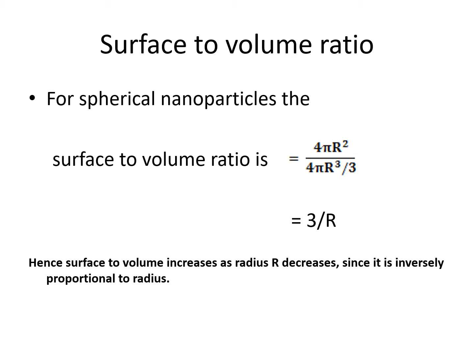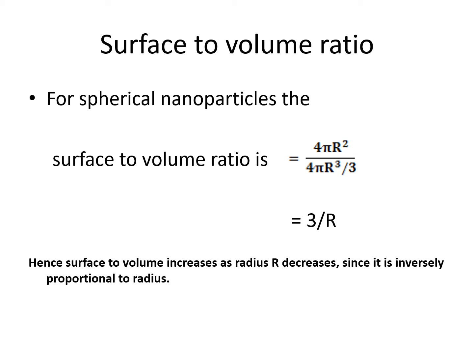It means that when r decreases, surface area to volume ratio increases. Now this is true even for bulk material. So the surface to volume ratio is more for a 1 millimeter sphere in comparison with a 1 centimeter sphere. Now the point is, even for a 1 micrometer sized sphere, the fraction of atoms on the surface is very small. It is much less than 0.01%.